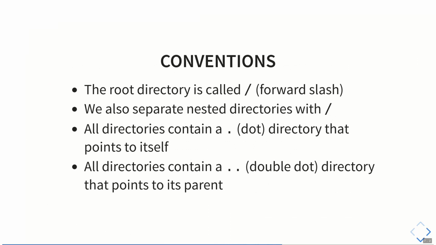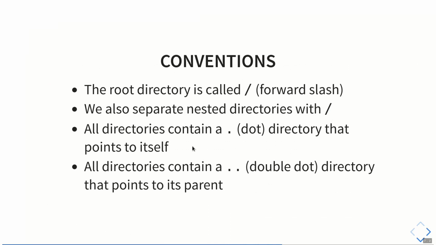So every file system on a Unix system has a single root directory, and it's called root, and it's denoted with a forward slash. If you've ever seen a forward slash at the beginning of a path, this is where it comes from. It's the top level of the file system. I think everyone's learned about trees, so you can think of this as the root of a tree, or the root of a directed graph. And when we have nested directories, because we can have directories within directories, we separate their names with a forward slash as well.